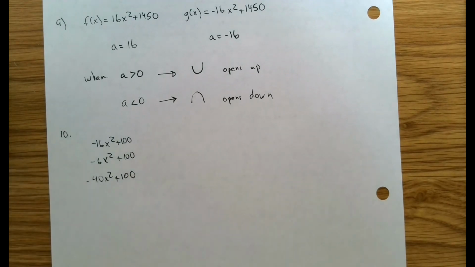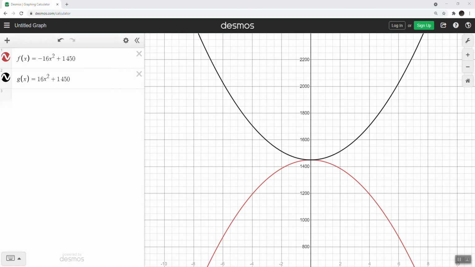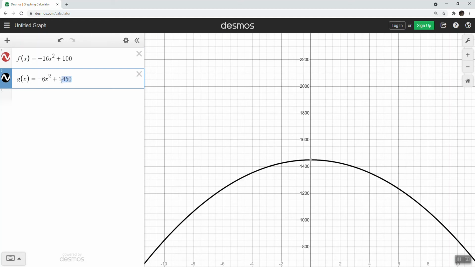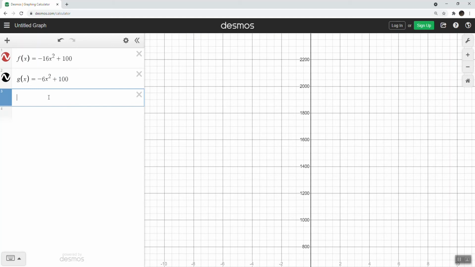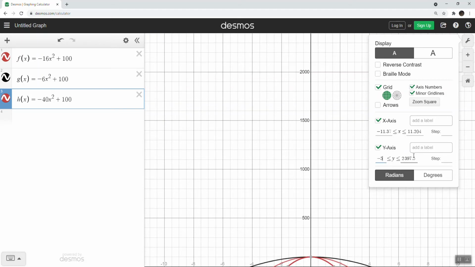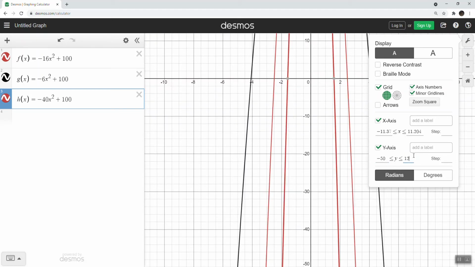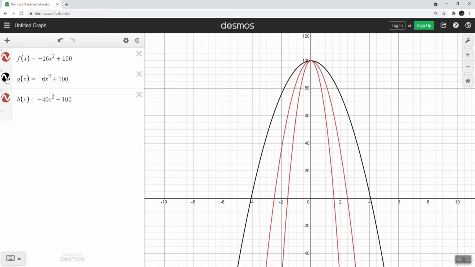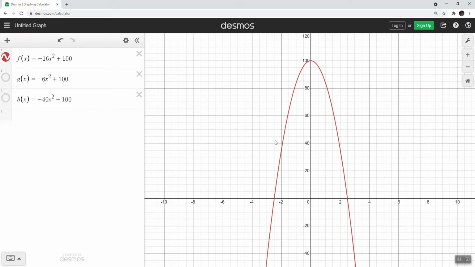So let's go check those three graphs out in Desmos and see what happens. I will change this to 100 here. We'll change this one to negative 6x squared plus 100. And finally, we'll do h of x equals negative 40x squared plus 100. And then we're going to have to change this. We don't want to go from these values. Let's go from negative 50 like we had before up to 120. There we go.